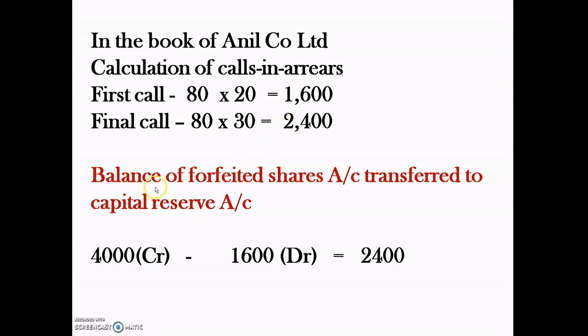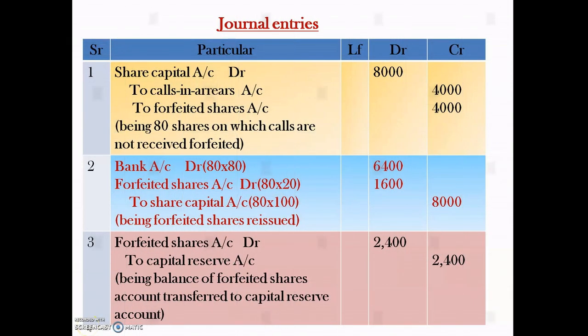Next new entry, see here, balance of forfeited account transferred to capital reserve account. So this will explain you. I will explain this later. Okay, fine. Now see the journal entries.